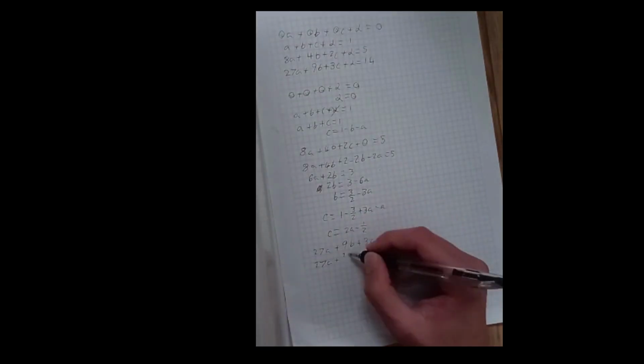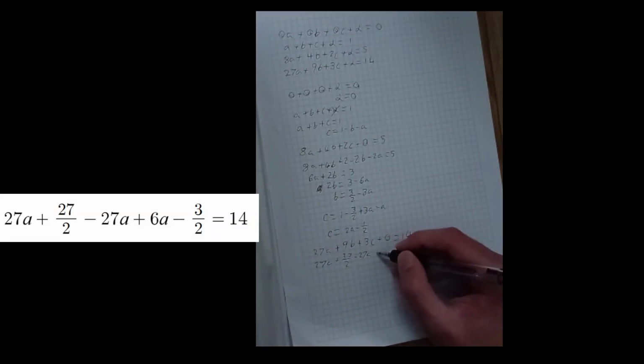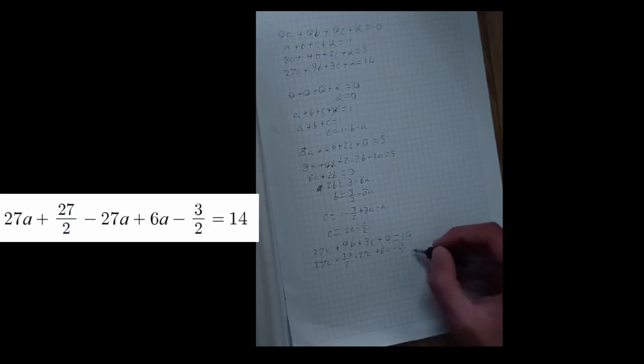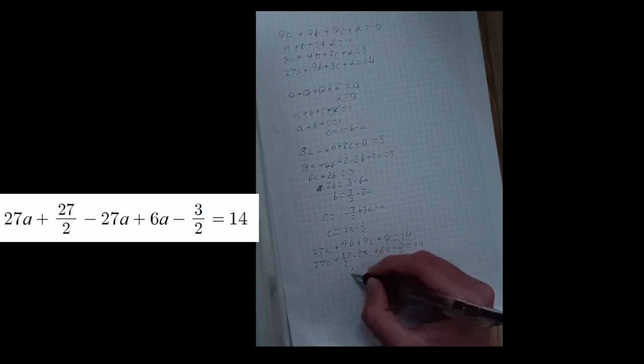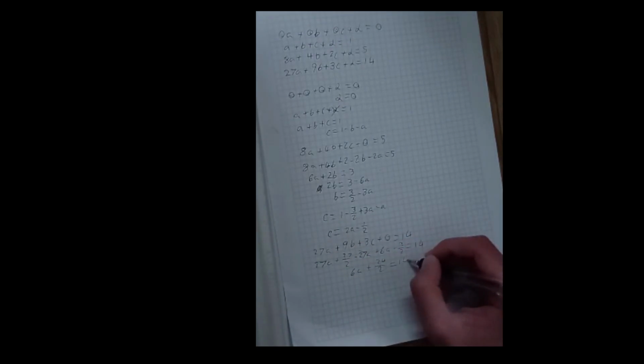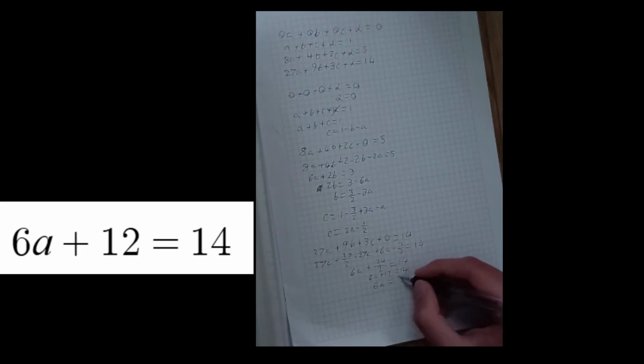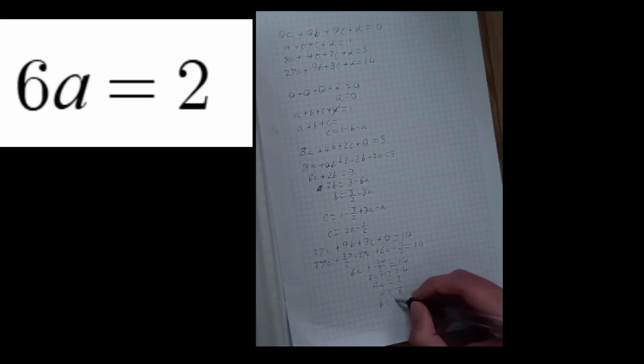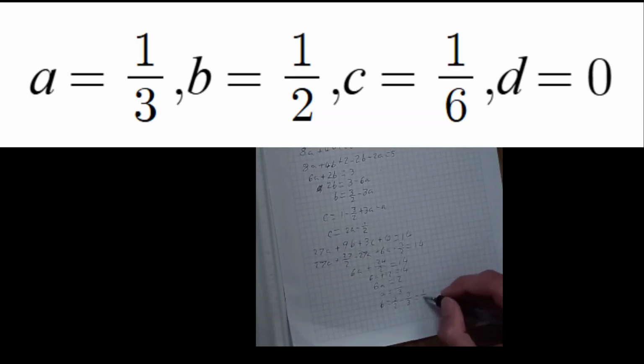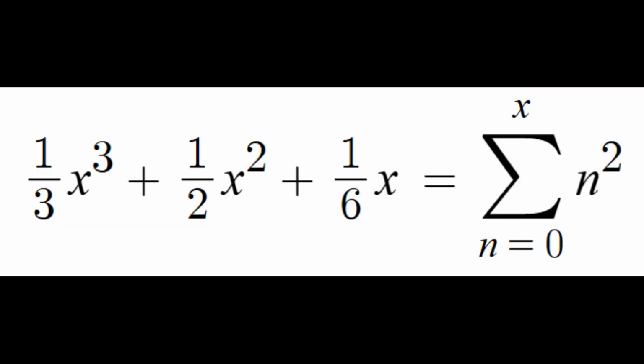We then use the final equation to show 27a plus 27 over 2 minus 27a plus 6a minus 3 over 2 equals 14, which gives us 6a plus 12 equals 14, so 6a equals 2, which means a equals 1/3, b equals a half, c equals a sixth, and d still equals 0, giving us our equation 1/3 x cubed plus 1/2 x squared plus 1/6 x is our sum of x squares.